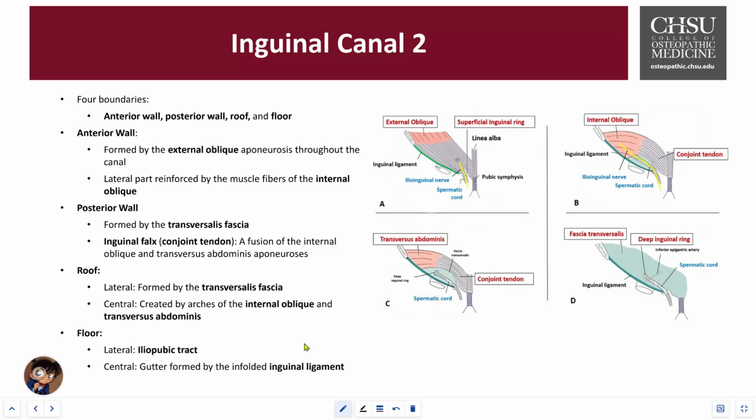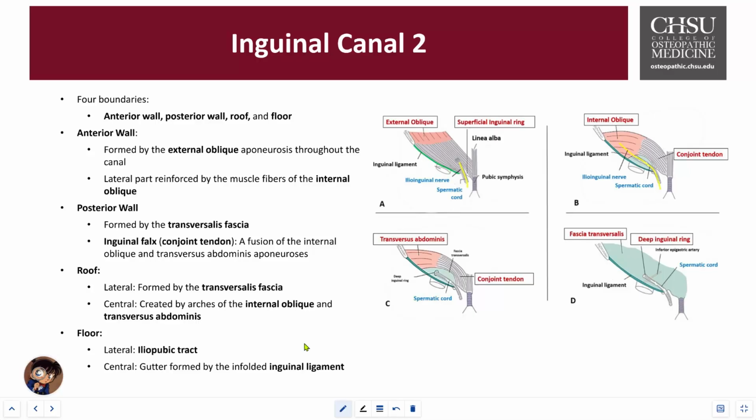The inguinal canal has 4 borders: the anterior wall, the posterior wall, the roof, and the floor, and each of them contributes to certain structures and functions. The anterior wall is primarily formed by the external oblique aponeurosis, which has the lateral portion that's then reinforced by the internal oblique muscle fibers.